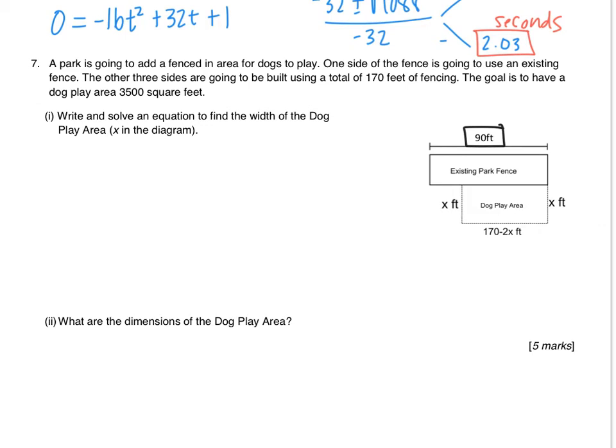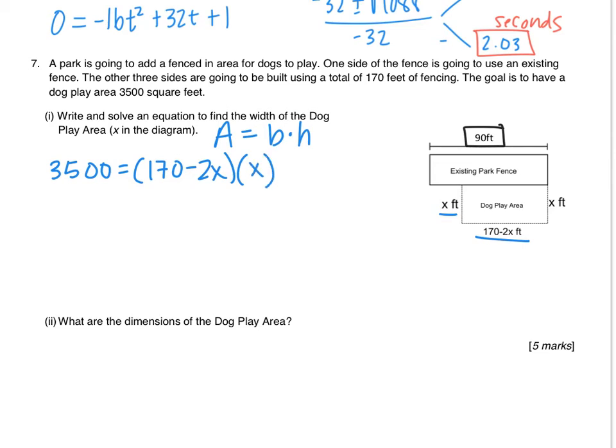So we have a rectangle. So reminder that the area of rectangles is base times height. So the area we want this play area to be is 3,500. The base is on the bottom of the picture there, 170 minus 2x, and then the height is just x.